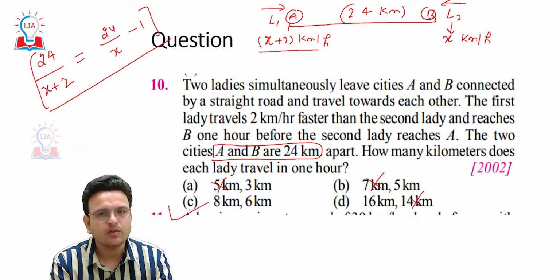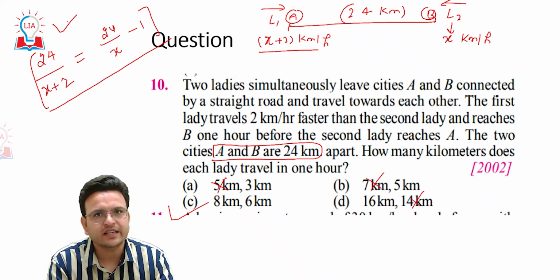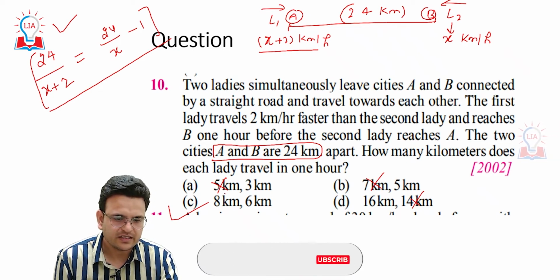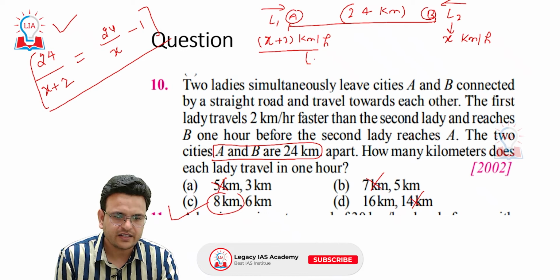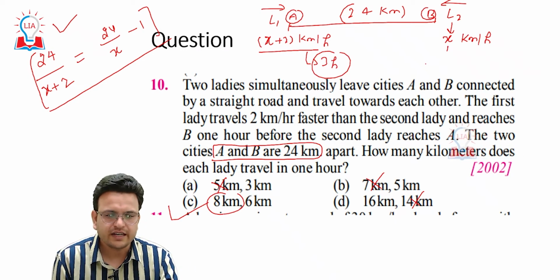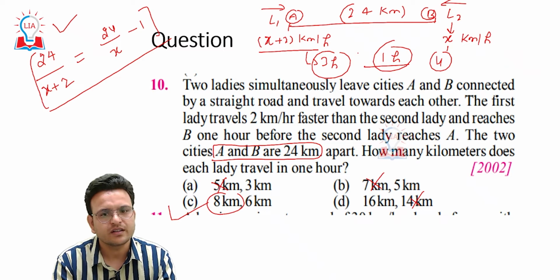So without solving this particular equation, we can get the answer also. Like if lady A's speed is 8, lady A will take 3 hours. If lady B's speed is 6, lady B will take 4 hours. The difference is 1 hour. In this way also we can solve this particular question.